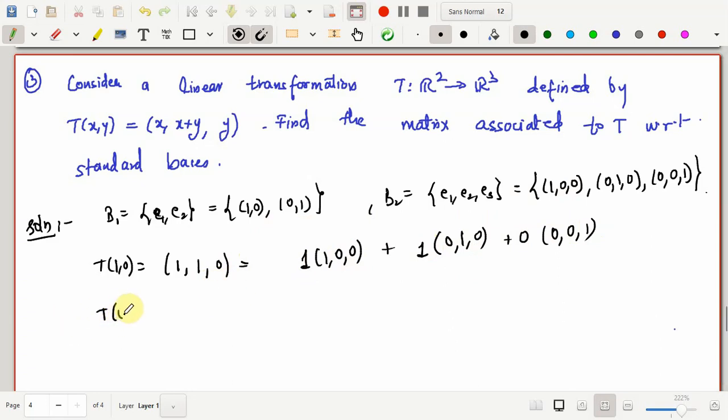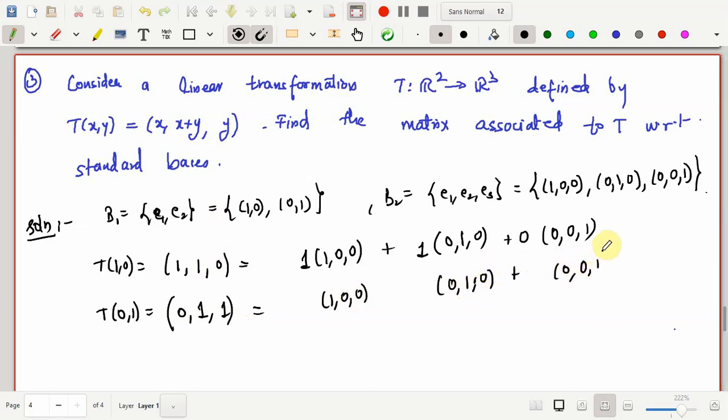Same way, if you look at T of 0 comma 1, then this would be x, so 0, x plus y is 0 plus 1 is 1, and y is 1. So it's 0 comma 1 comma 1. So how do you express this in terms of 1 comma 0 comma 0, 0 comma 1 comma 0 and 0 comma 0 comma 1? So here we want the first place to be 0. So this has to be 0, and this as it is 1 and this as it is 1.